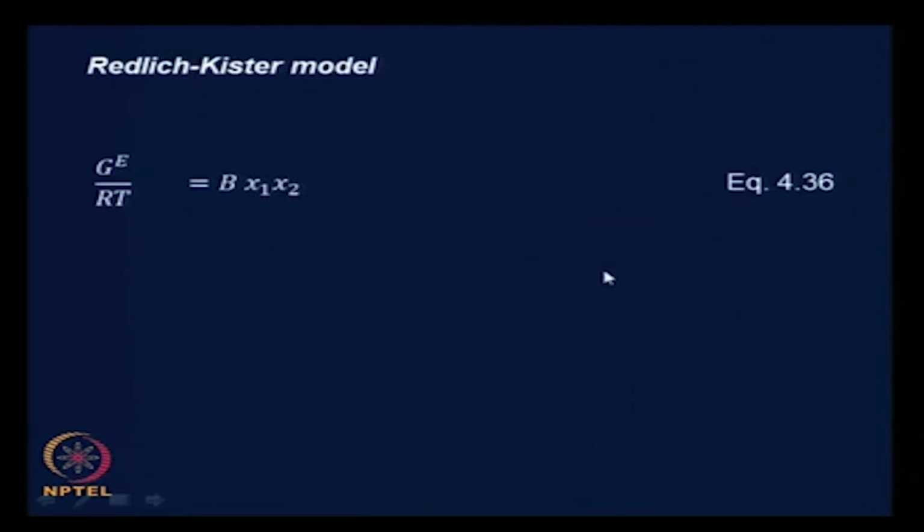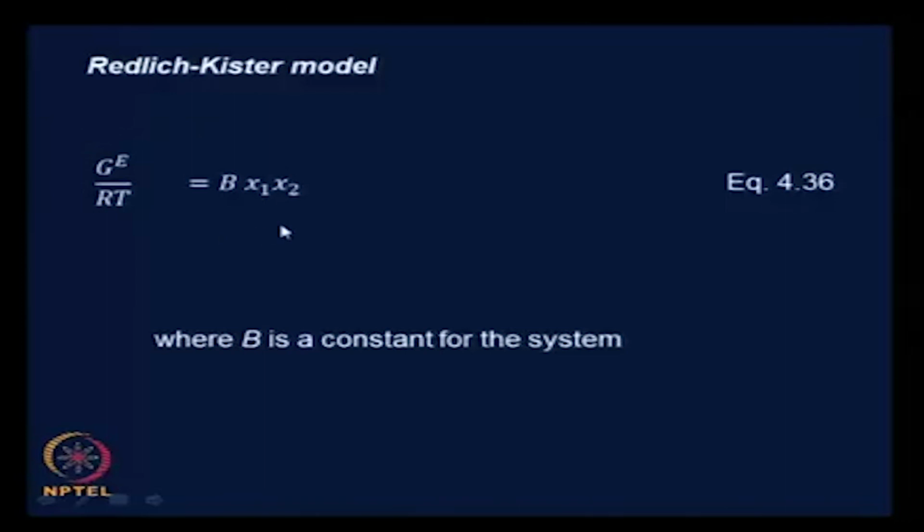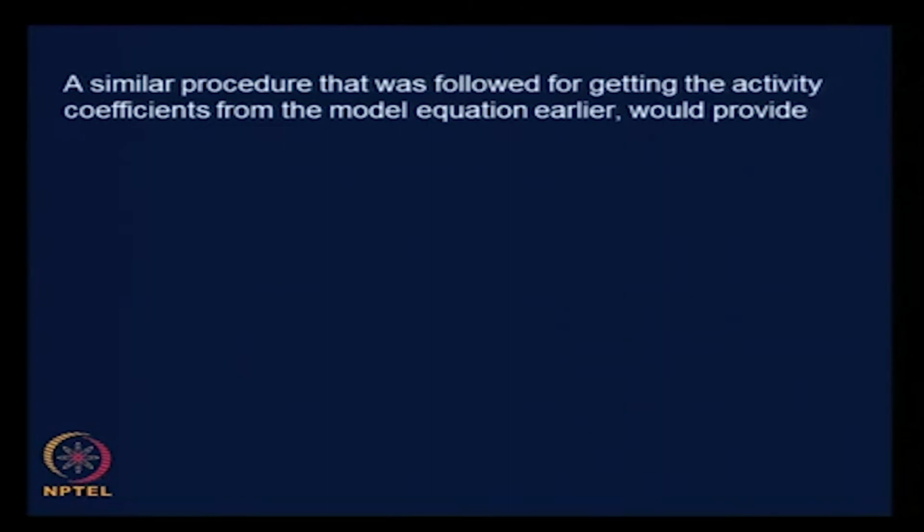What I would like you to do is go through the same exercise that we did for the Margules model and come up with expressions for activity coefficients using this particular model. To recall, you write this in terms of n1, n2 if need be, then you differentiate with respect to n1 to get an expression for gamma 1, and differentiate with respect to n2 to get an estimate of gamma 2.